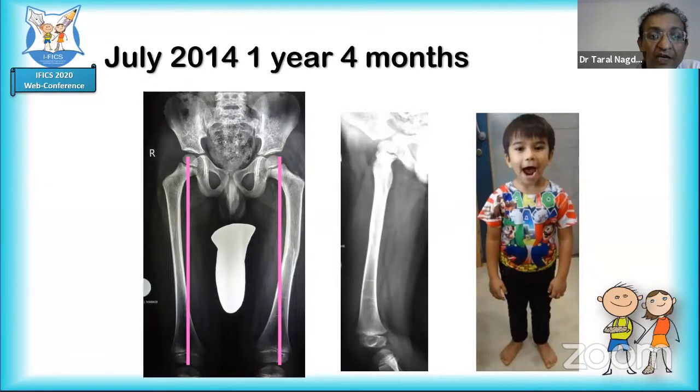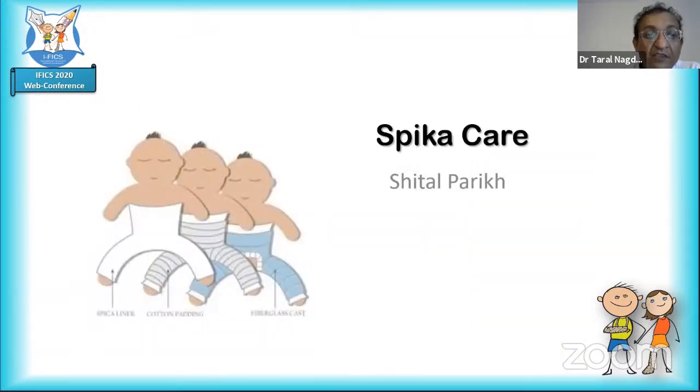So children do have remodeling potential, but it's limited. It's limited to a maximum of 2 to 2.5 centimeters. So if the shortening is more than that, it's not going to correct. And we need to be looking at all the options where length, stability, and deformity are taken care of.